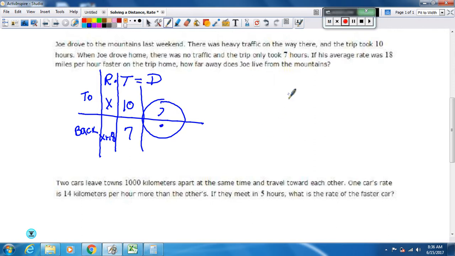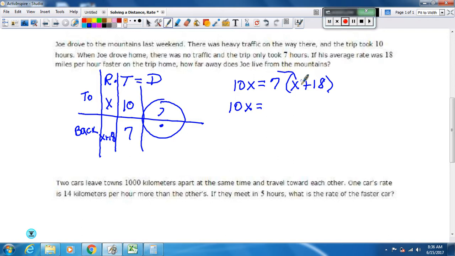So if it's a situation where they do not give you the distance, you have to set each one of these situations equal to each other. So 10 times x equals 7 times this whole thing, x plus 18. Then you solve that.